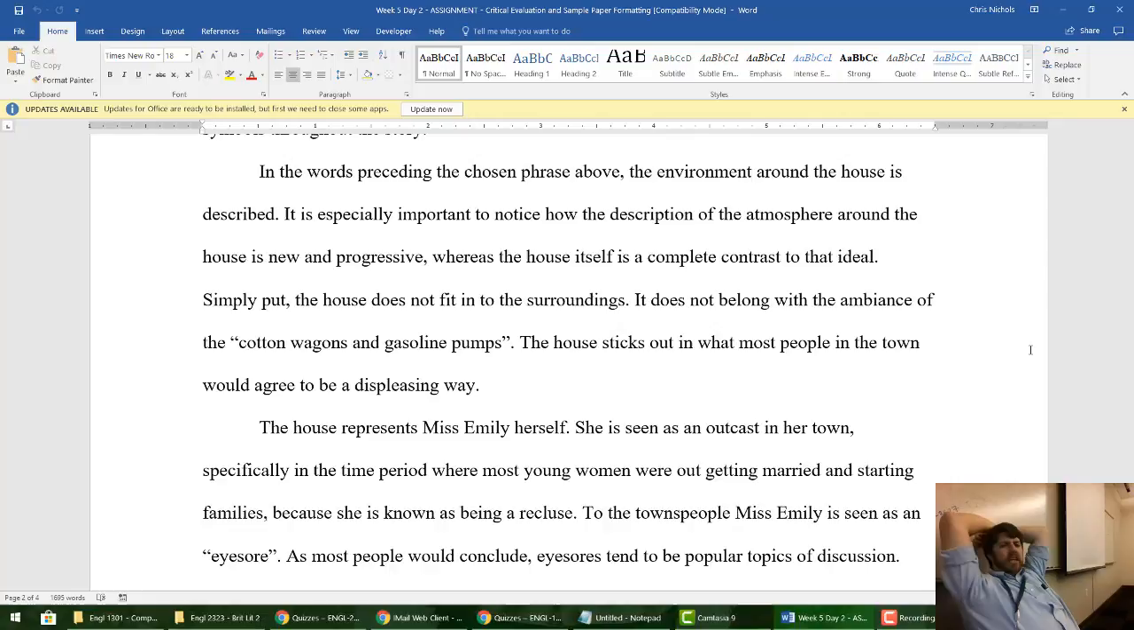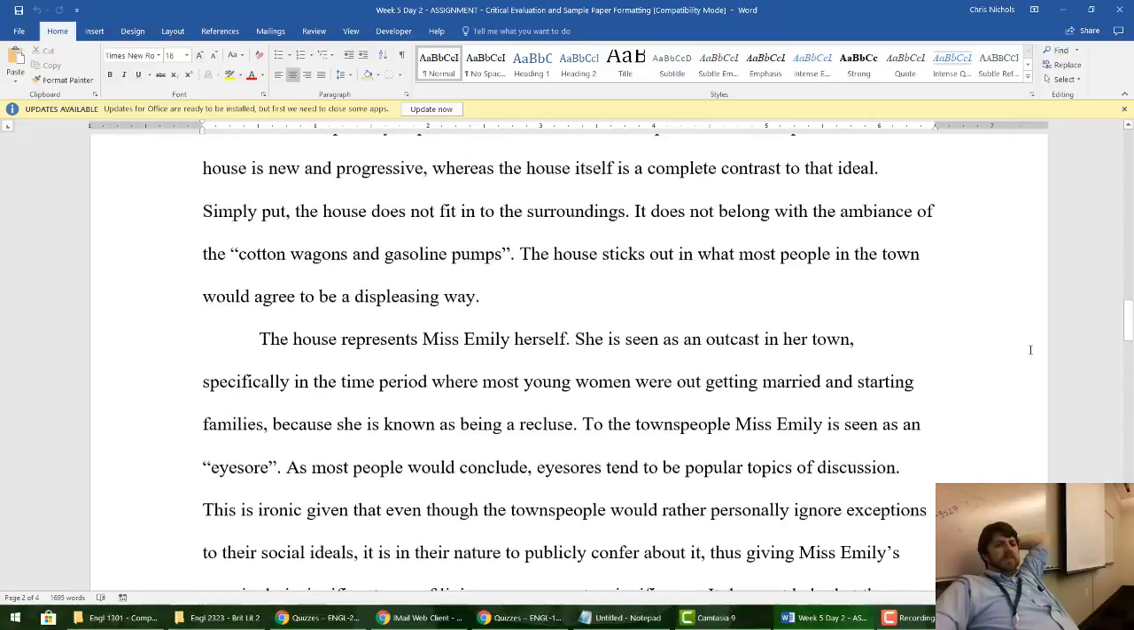So she actually points out words that reference what she's talking about. So when she says, like, the area around is progressive, she points out cotton wagons and gasoline pumps. So she's pointing out to me exactly what she means by what she says, using the text as evidence. That's what I'd like everybody to do. So I'm like, okay, so the house doesn't fit in.